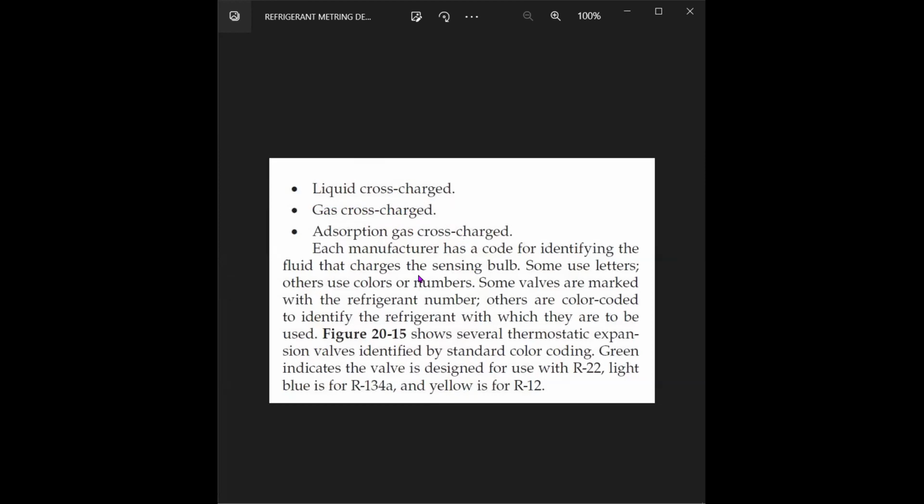Now the last one is this absorption type gas cross charge. Some types of gas cross charge sensing bulbs depend upon a different principle, meaning not temperature sensing alone. Now in thermostatic expansion valves with absorption sensing bulbs, the bulb contains two substances. So inside the special absorption bulb, one is a non-condensing gas such as carbon dioxide, and the other is basically a solid such as carbon, silica gel, and charcoal, with the ability to absorb the gas. Absorption is basically when there is no chemical combination between the absorbent and the gas.